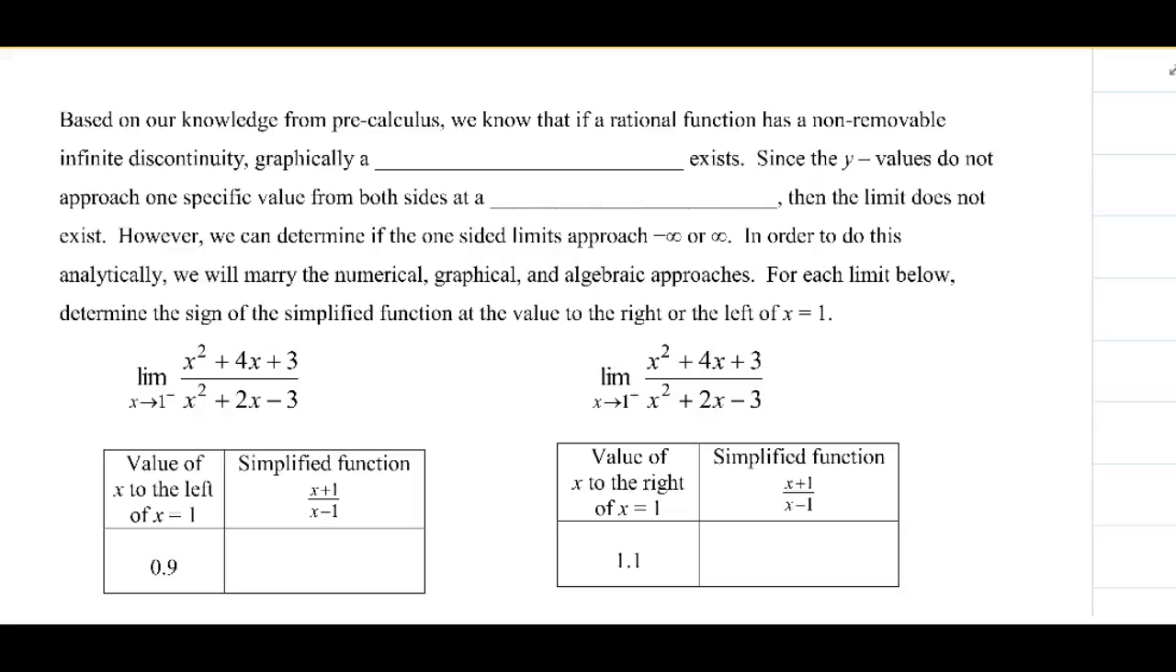Okay, the last part of 1.2a, we're going to talk a little bit more about the vertical asymptote. We looked at our point discontinuity. Now we're going to look at the vertical asymptote. From our knowledge of precalculus, we know that if a rational function has a non-removable infinite discontinuity, we talked about that asymptote graphically, and a vertical asymptote exists. A vertical asymptote.